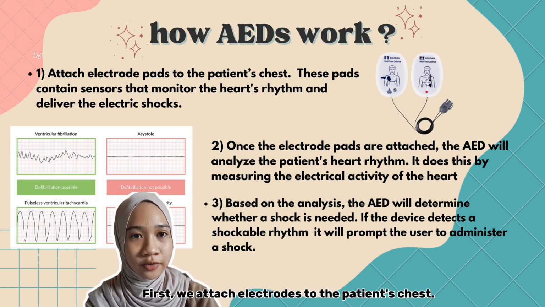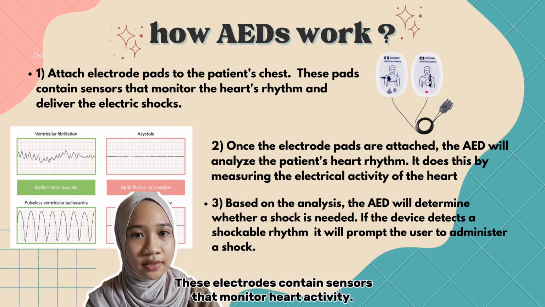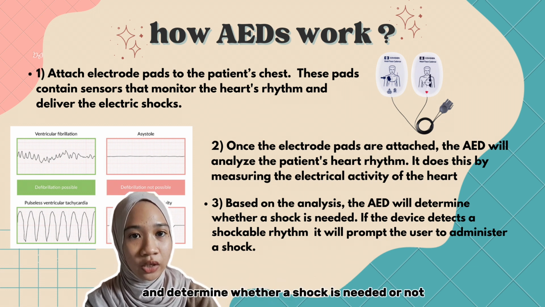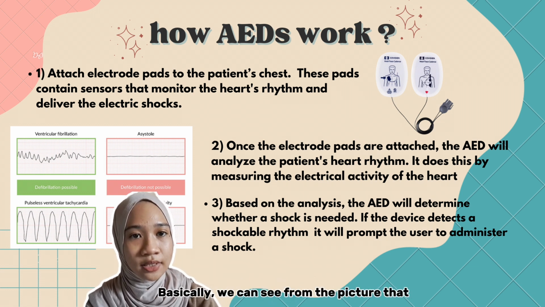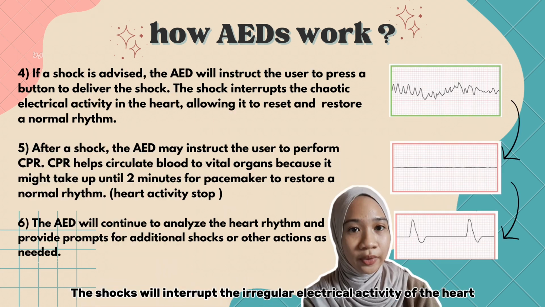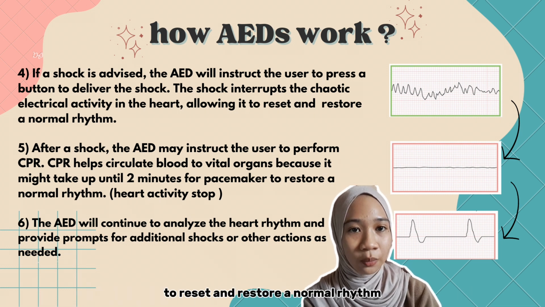First, we attach electrodes to the patient's chest. These electrodes contain sensors that monitor heart activity. Then AED will analyze the heart activity and determine whether a shock is needed or not. Basically, you can see from the picture that a shock is needed when the heart has an irregular pattern of rhythm. The shock will interrupt the irregular electrical activity of heart and reset and restore a normal one.